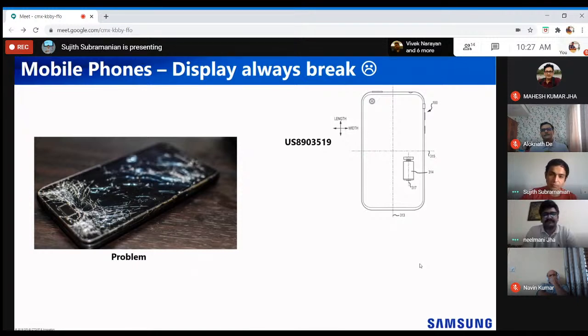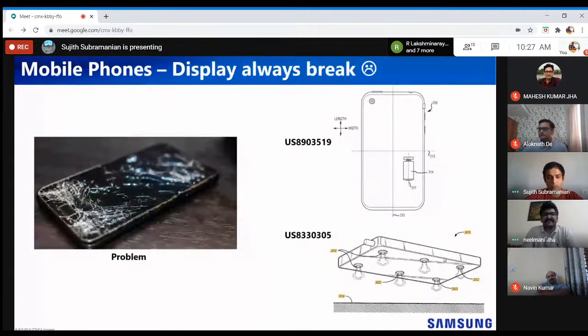Agreed? Maybe the damage will be less, but this solution doesn't guarantee that the mobile will be fully protected, right? So it's not an optimum solution. So what can be a better solution than this? Let's look at a second example.